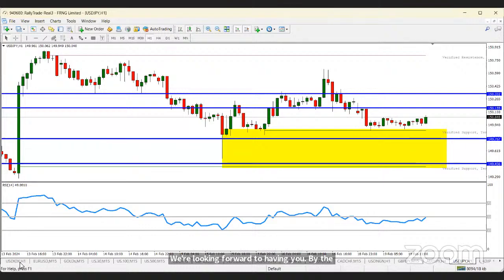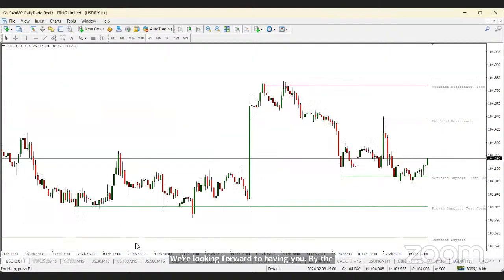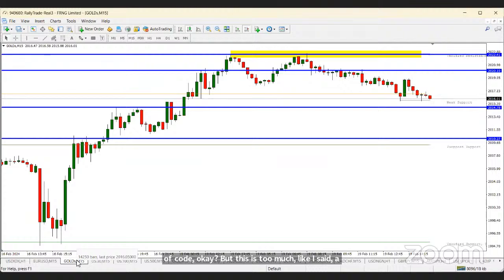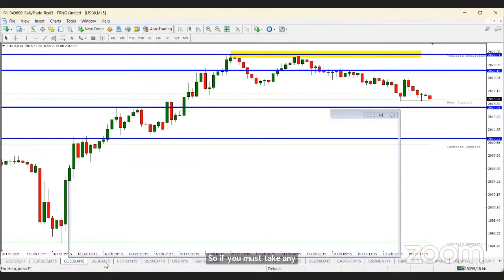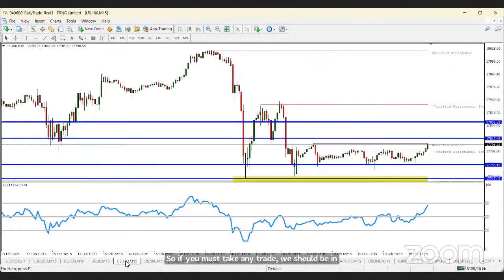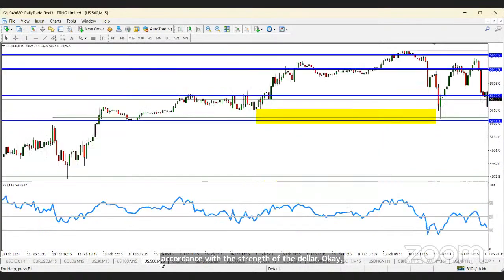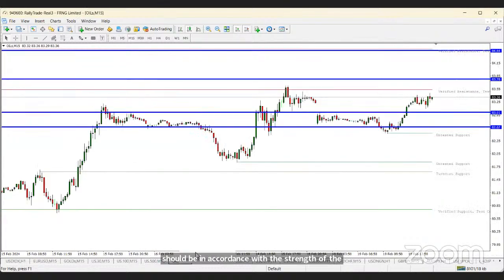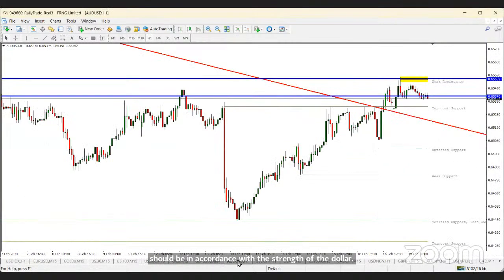Like I said, there isn't so much volatility in the market, but the dollar is currently strong. So if you must take any trade, it should be in accordance with the strength of the dollar. If you're trading AUD USD, the best thing to do is to sell. The best thing to do on Euro USD right now is to sell. The best thing to do on GBP USD right now is to sell. The best thing to do on US 100 is to sell.